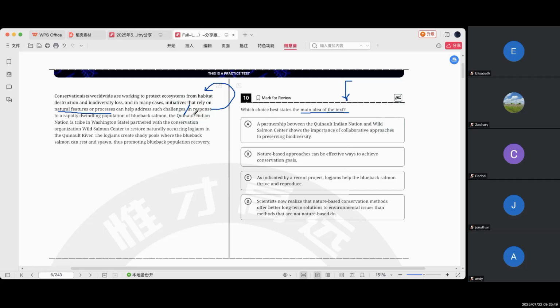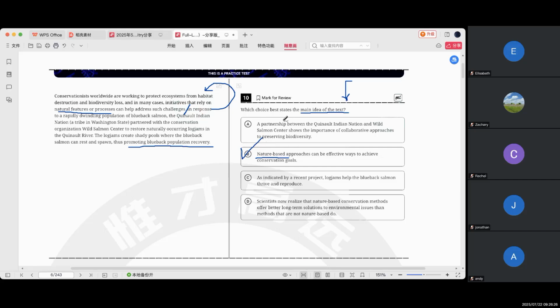Okay, and then later on, within the example, it basically talks about how the Indian nation partnered with a conservation organization to restore the naturally occurring log jams, and they specifically used this method to promote blueback population recovery. So this is a nature-based approach, and the example proved that nature-based approaches can be very effective ways to achieve conservation goals.